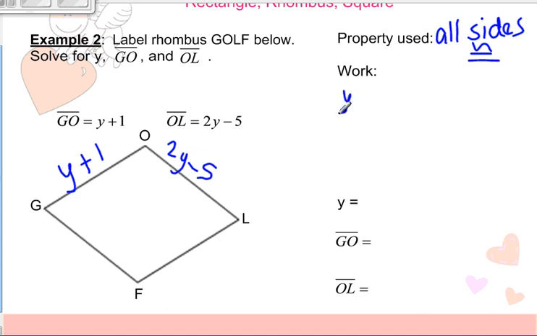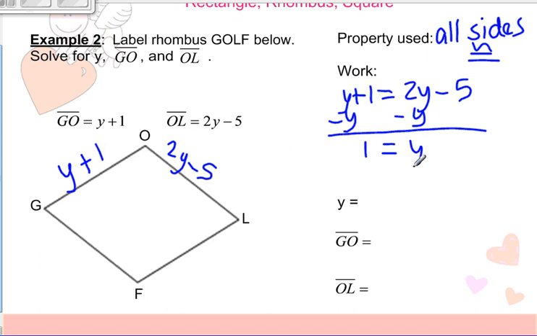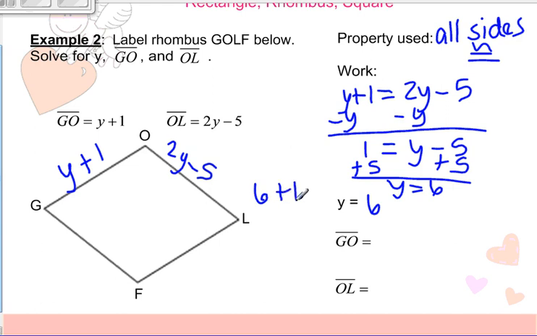So our work, we're going to set each piece equal to each other, and we're going to solve. So I'm going to subtract y here from both sides. I'm going to get y minus 5, add 5 to both sides. So y equals 6. And then to get the side length again, you plug back in. So I'm just going to choose my easy one. 6 plus 1 is 7. And those sides were equal.